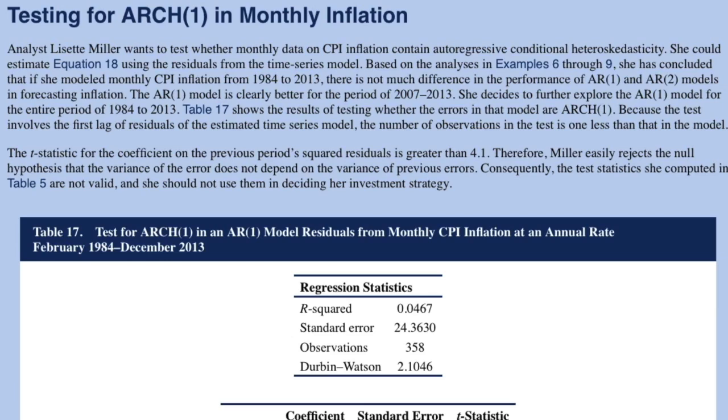All right, let's take a look at the idea of conditional heteroscedasticity, the non-constant variance in the error term, and how we test for ARCH1 here. We've seen this example before. We're revisiting Lisette Miller. She wants to test whether monthly data on CPI inflation contain autoregressive conditional heteroscedasticity. You'll recall she took a 30-year time period on inflation, and her colleague pointed out that, listen, it looks like you've got two different regimes in here. Even when we looked at the data, it did look like the variance changed sometime. From my eyeballs, it looked like it changed around 2003, 2002. But let's just see what we have here.